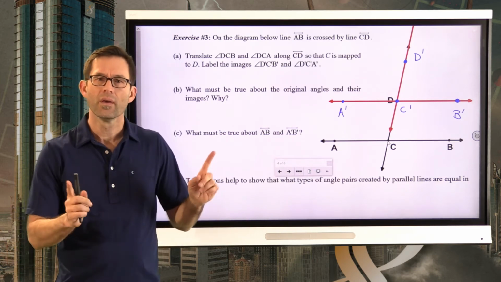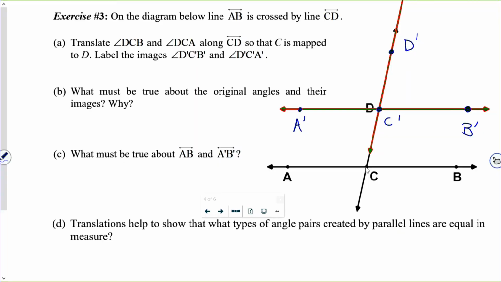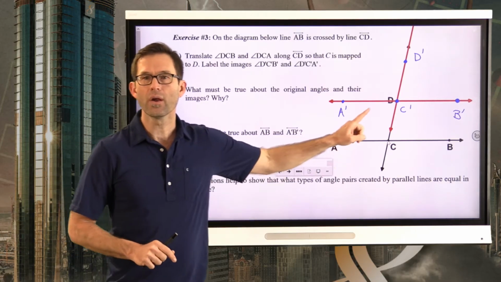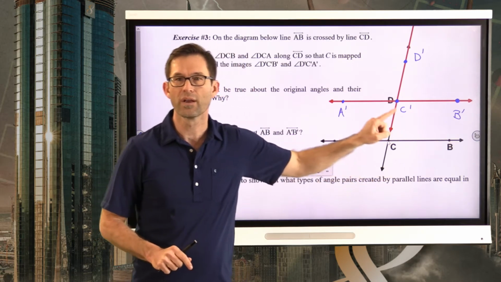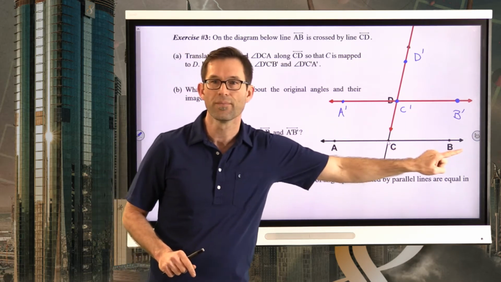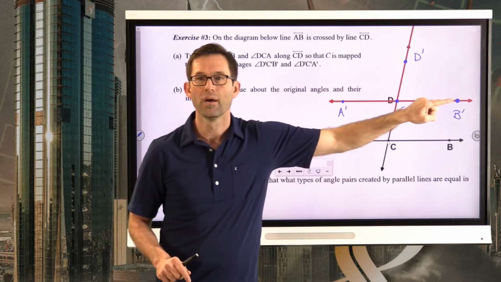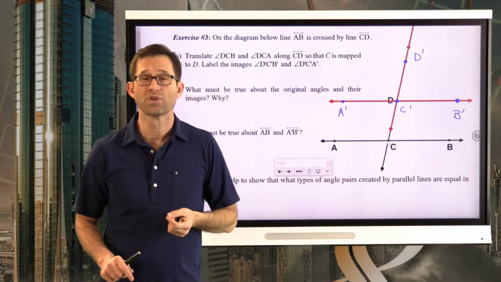Easy enough. Now, letter B asks us, what must be true about the original angles and their images, and why? All right, so let's take a look. Here we've got the original angle. Let's just talk about angle DCB. Here it is, angle DCB, and here's its image, angle D prime, C prime, B prime. The question is, what must be true about those two angles?